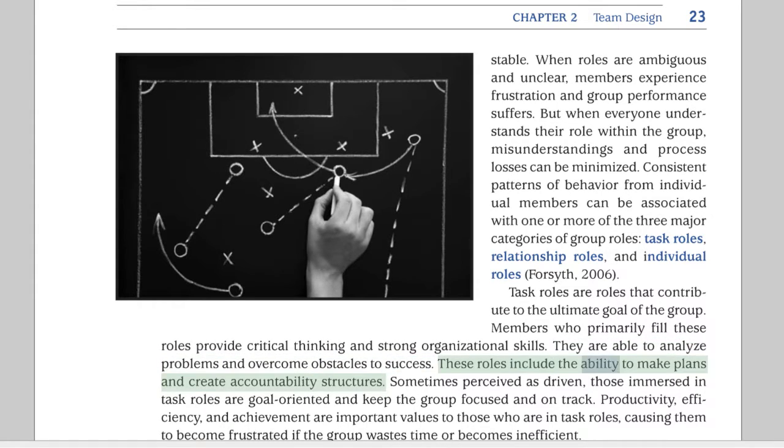These roles include the ability to make plans and create accountability structures. Sometimes perceived as driven, those immersed in task roles are goal-oriented and keep the group focused and on track. Productivity, efficiency, and achievement are important values to those who are in task roles, causing them to become frustrated if the group wastes time or becomes inefficient.